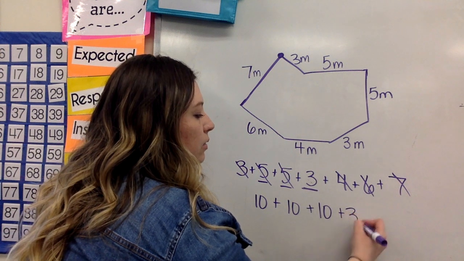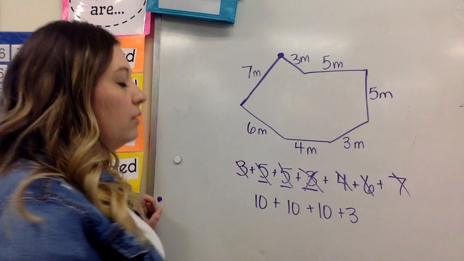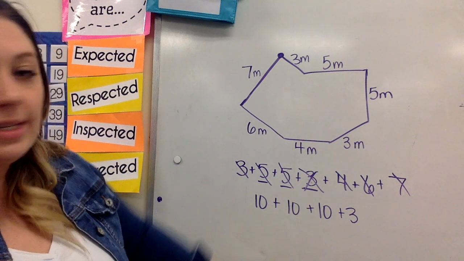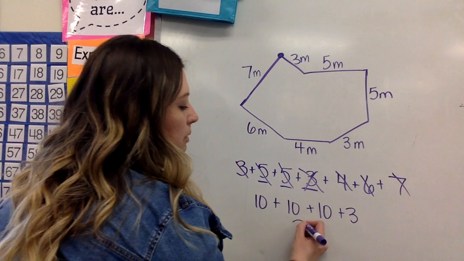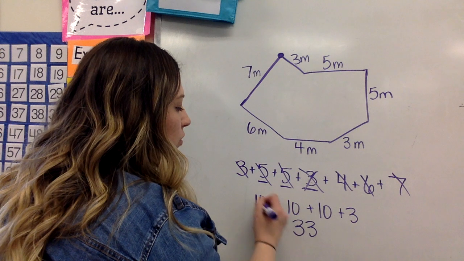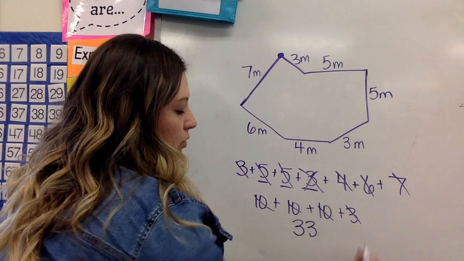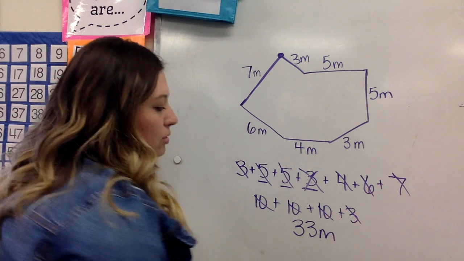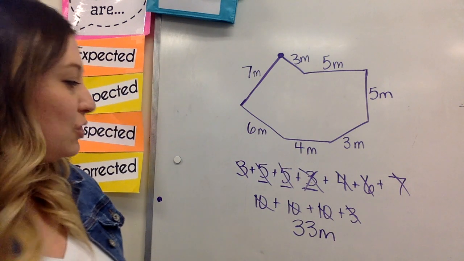So I can add that down here just to make sure that I don't leave it out. Simple enough. I see I have 3 tens. That's 30. So I'm going to put 3 in my tens place. And then I have 3 in my ones place left over, 10, 20, 30, 33, just to make sure I got it all. And then my label is meters. So the perimeter of the shape is 33 meters.